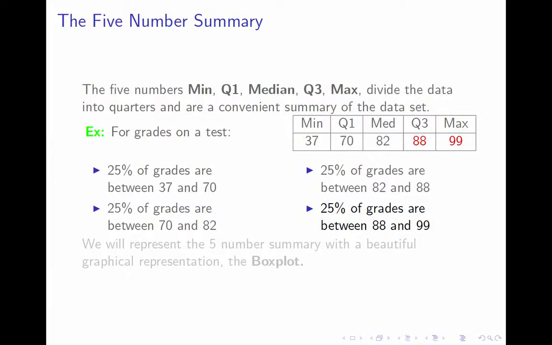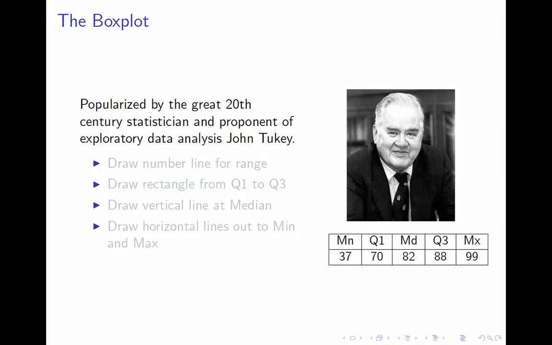That 5-number summary is such a good description, particularly for skewed data, that it is often assembled into an absolutely beautiful graphical representation called the box plot. It was, I don't think invented, but popularized by John Tukey, who was a famous 20th century statistician. He was a big proponent of exploratory data analysis. What does that mean? That means looking at data and searching for patterns.